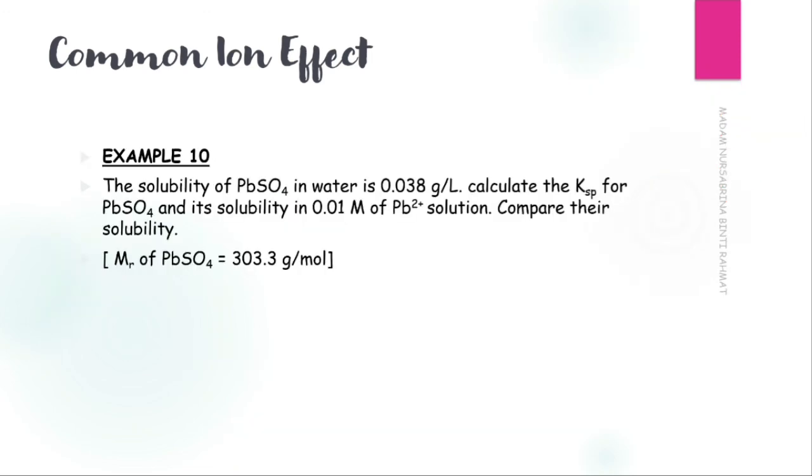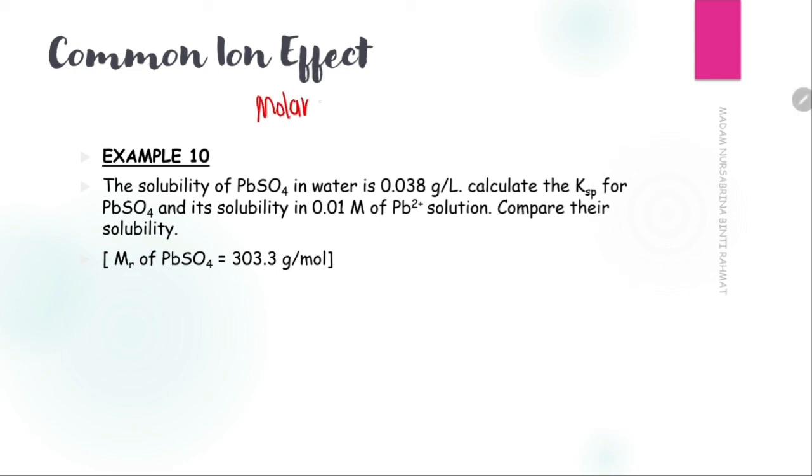Alright, so let's look at another example. Now you are asked to compare the solubility of lead sulfate in pure water and when it is in 0.01 molar lead ion solution. You were given the solubility, which means you need to first convert it into molar solubility so that you can calculate the KSP value, because the question doesn't give you the KSP value. Before you can compare the solubility, you need to first find the KSP value.